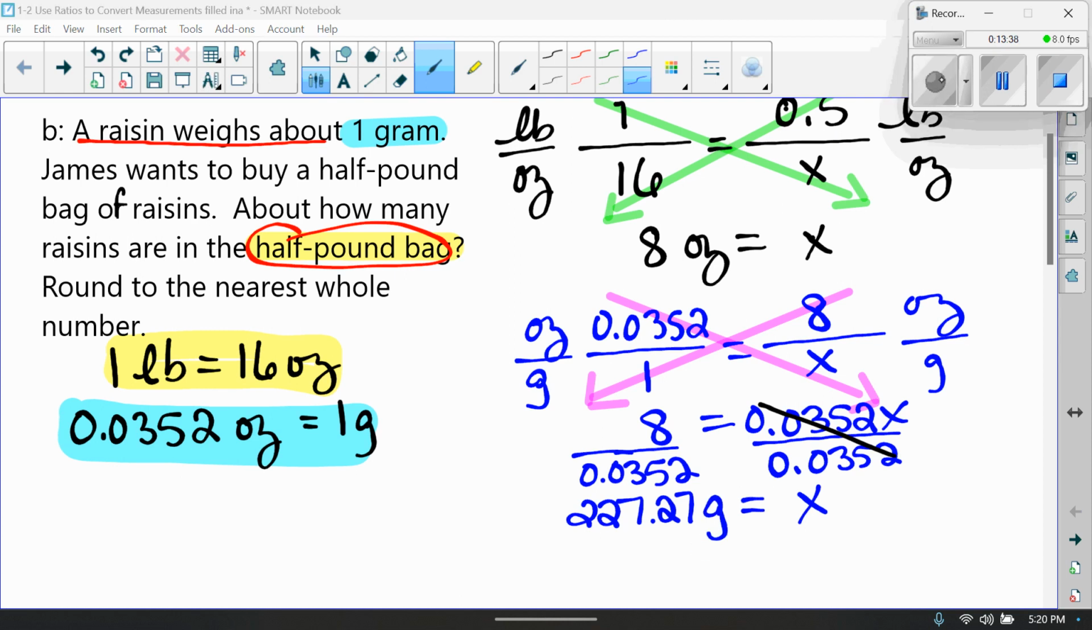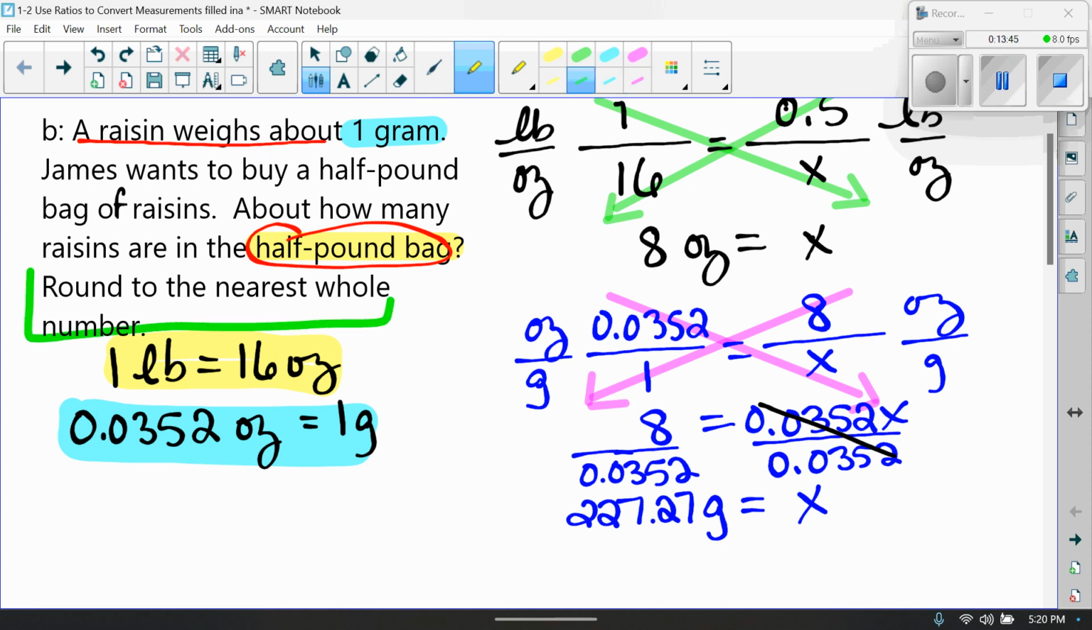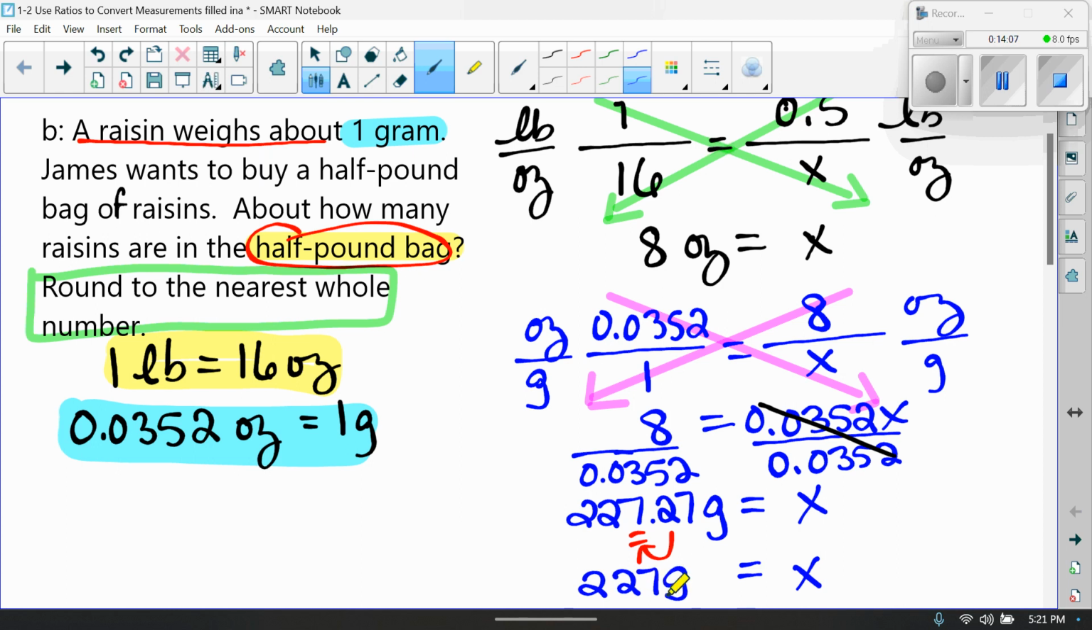And of course, if we're looking at our problem, at the end, it tells us to round to the nearest whole number. So we look at the next digit to tell us what to do, and that tells us to stay the same. So x is going to be equal to 227 grams, which means that's 227 raisins.